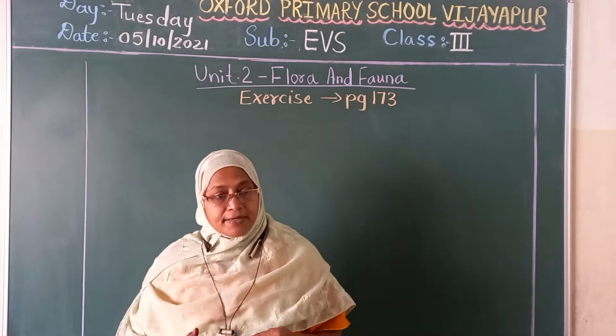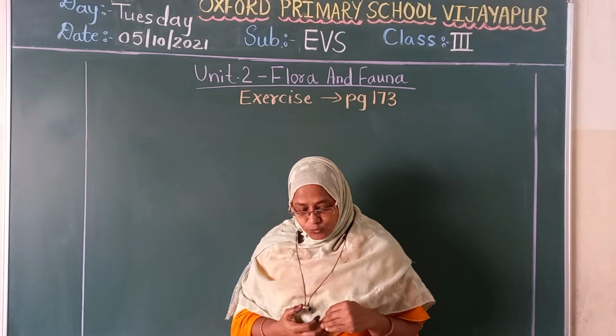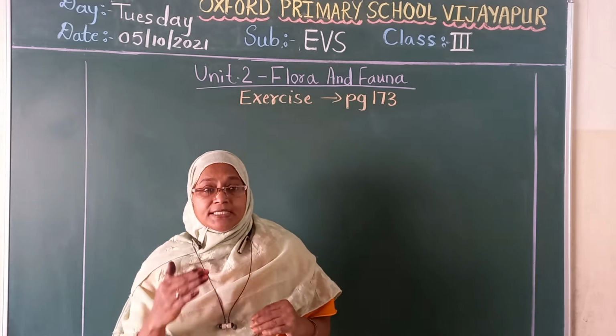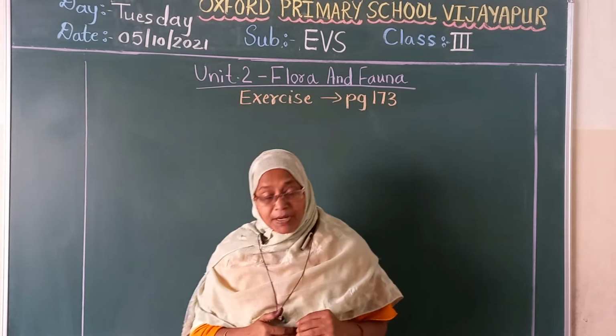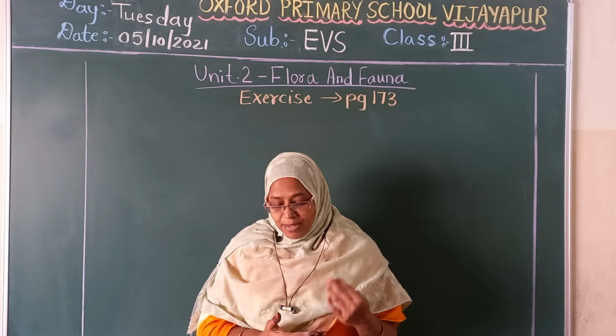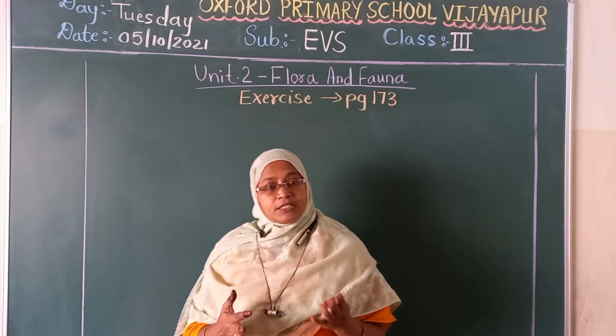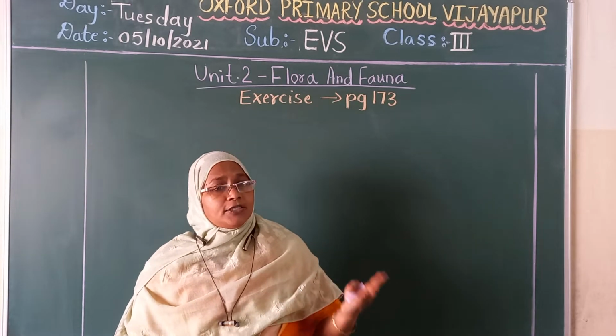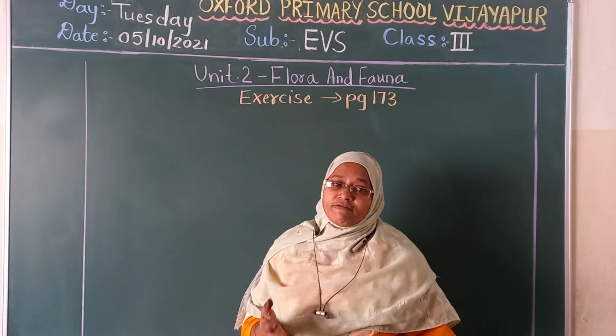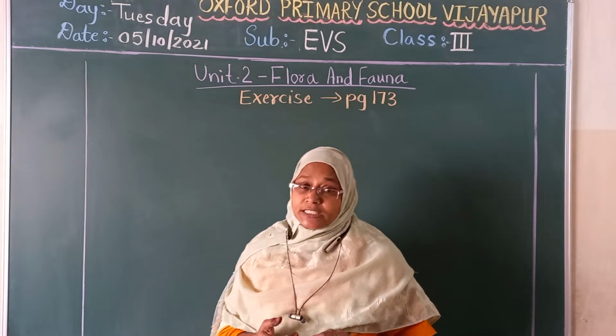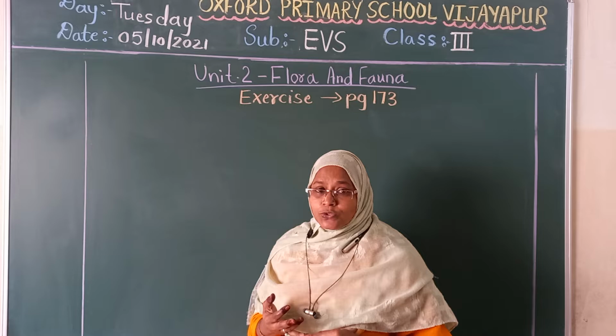In our last class, on Monday, we completed question number 2, distinguish between. Already we have completed from page number 172, question number 1, match the following. Which part of a plant do we eat? Match the plant in column A with its part in column B. And in yesterday's class, we completed question number 2, distinguish between taproot and fibrous root.